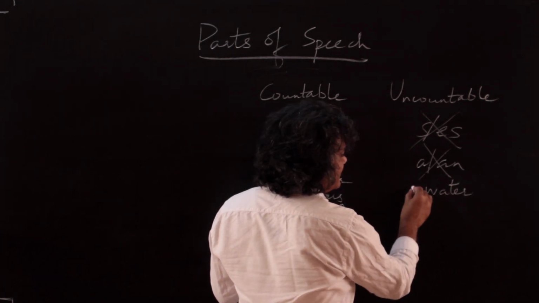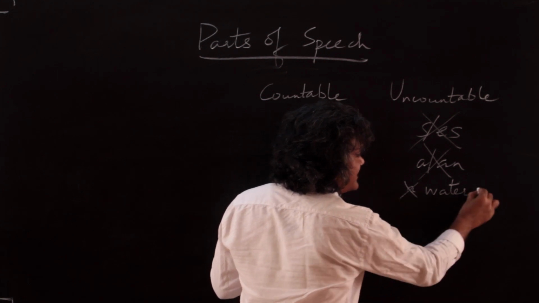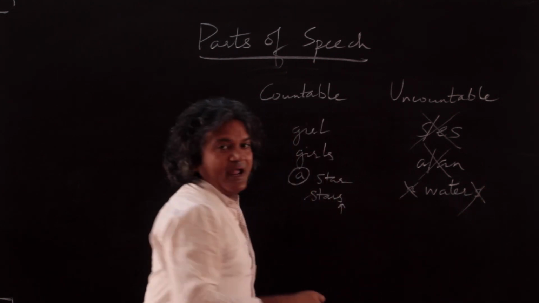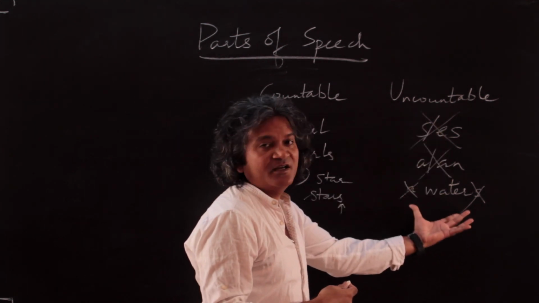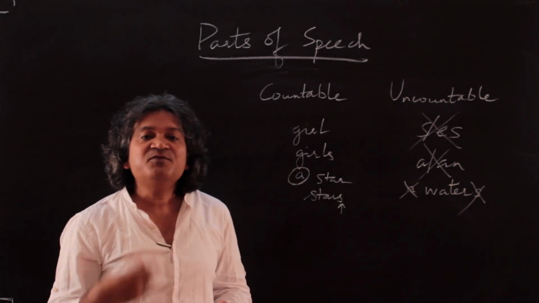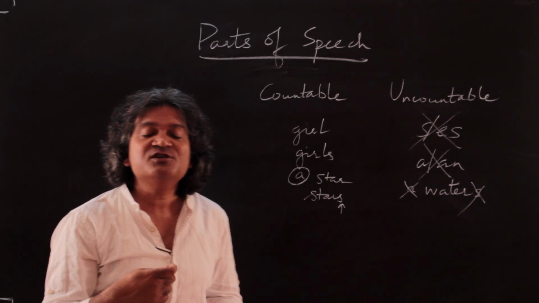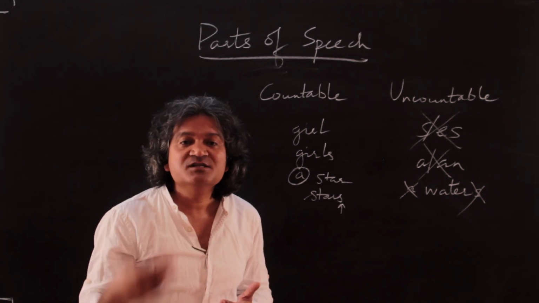Okay, can I say a water? No, I cannot. Can I say waters? No, I cannot. And that is what makes a noun uncountable. It just has one form. You really cannot count it. So for example, information: there is nothing known as an information. There is nothing known as informations.